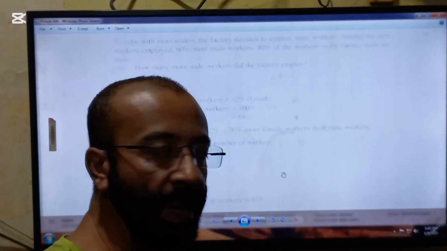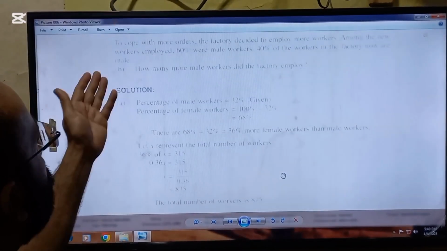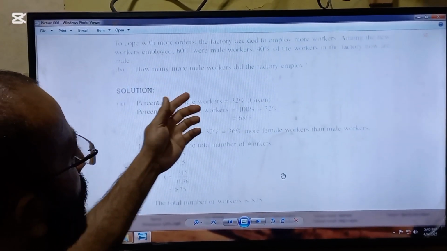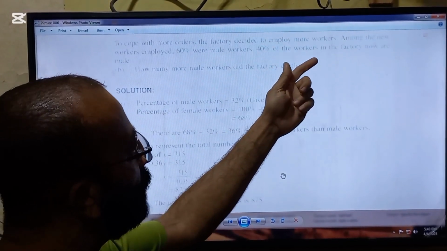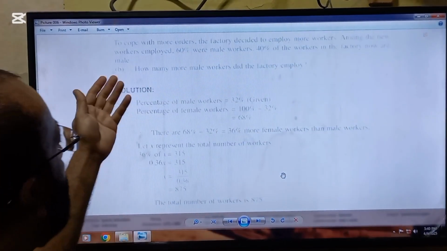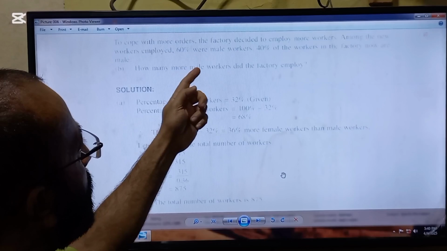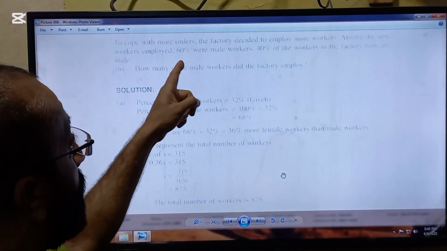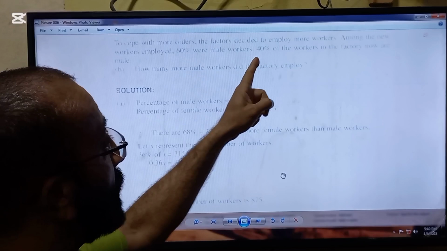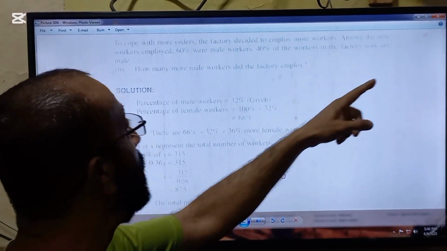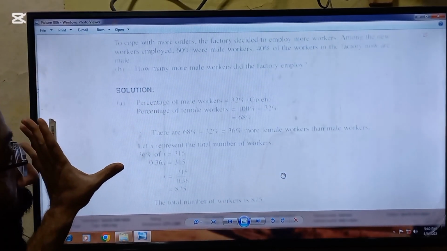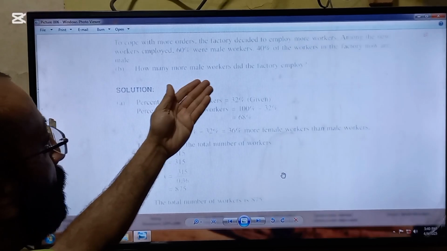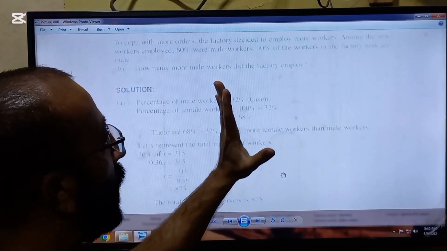Now concentrate. B part is somewhat tough. To cope with more orders, the factory decided to employ more workers. Among the new workers employed, 60% were male workers. 40% of the workers in the factory now are male. How many more male workers did the factory employ?